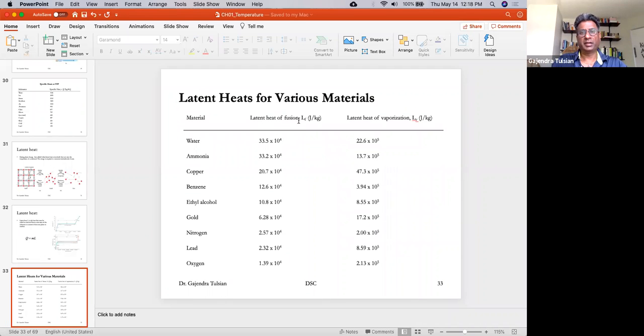So your latent heat of fusion, meaning melting, during phase change from solid to liquid, this is the amount of latent heat added. So you see water has a very high latent heat, 33.5 times 10 to the 4 joules per kg. And it's more than that of gold, for instance, and lead and so on. So gold and lead are easier to melt than ice.